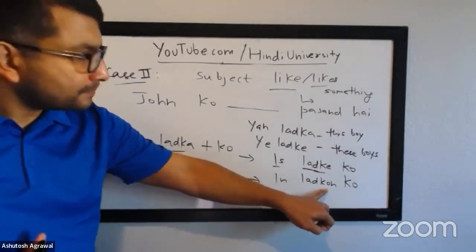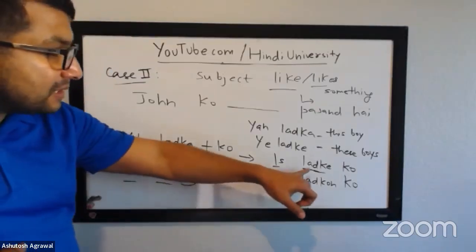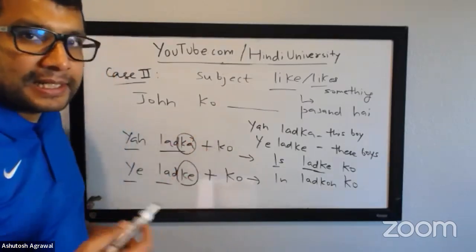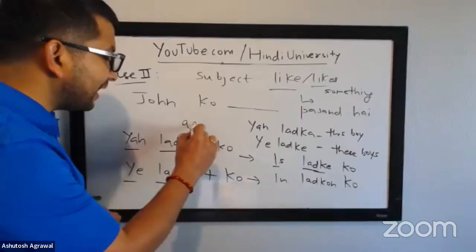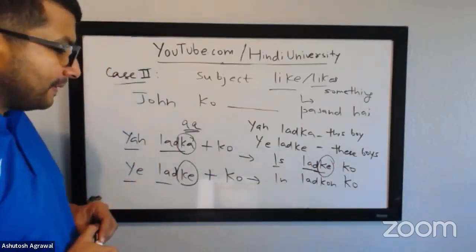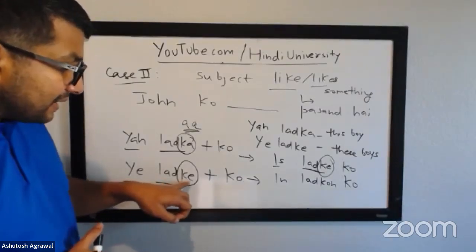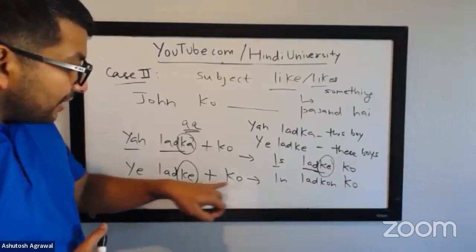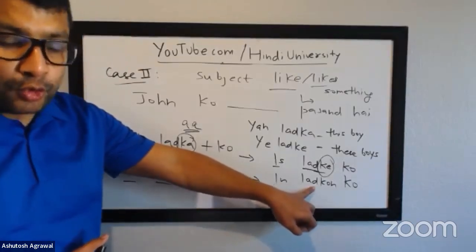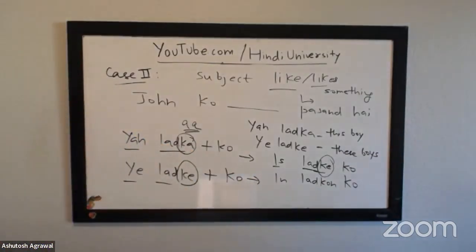Okay. You can do the same thing for ladki also. Yeh ladki becomes is ladki. Because the ending of the noun in the oblique case is e, it remains the same. But if it is ending with a, like ladka, the oblique case is e. And if it is ladkiyan, okay, ye ladkiyan, and with ko it would be in ladkiyon ko. Okay. Thank you. Awesome. Right. So this is your case number 2.